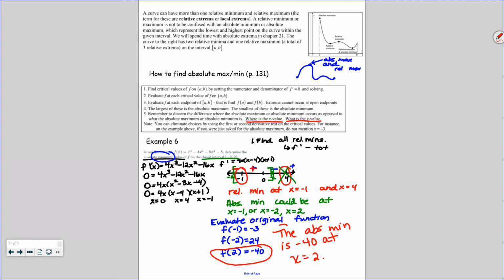Now, if this question instead were to not ask for the absolute minimum, but the absolute maximum, the procedure would be the same, except instead of finding the absolute lowest number, you would find the absolute highest number.